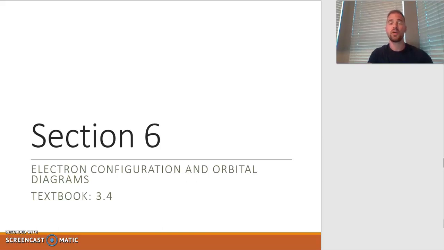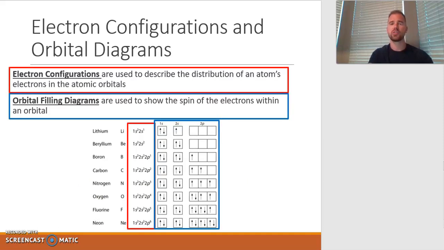In section 6, we're going to talk about electron configurations and orbital diagrams. So to get started, let's first define what those are. Electron configurations are used to describe the distribution of an atom's electrons in all the atomic orbitals. This takes the information we've been learning up to this point and applies it.